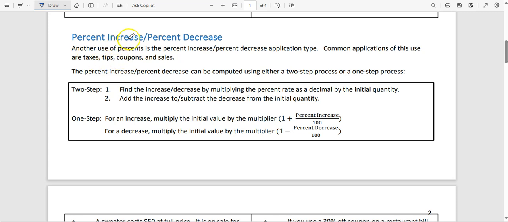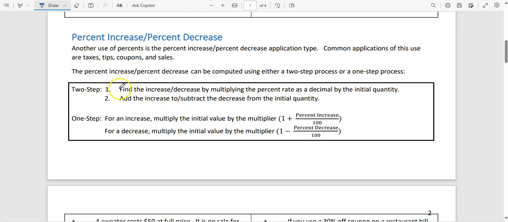Let's take a look at percent increase and percent decrease. So taxes, tips, coupons, sales are all examples of percent increase, percent decrease problems. You can do these as a one-step or a two-step process. The two-step is the most common one that people know because it's kind of self-explanatory, but the one-step is a much more efficient approach for more difficult problems.